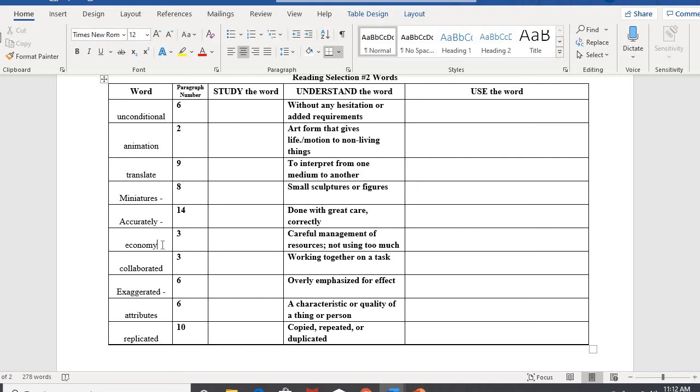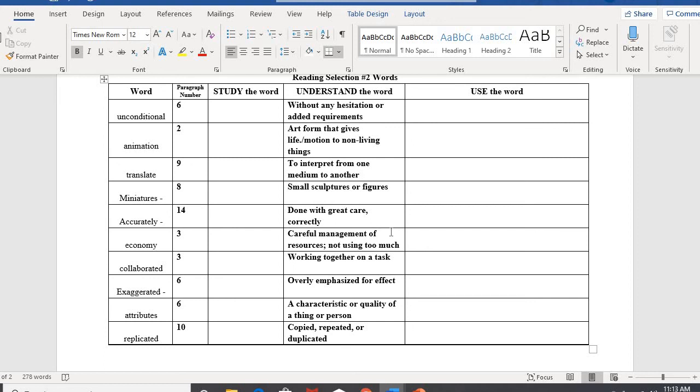Number 4, Julia uses an economy of lines when she draws, but you can still tell what the image represents. So economy in this case means less of something or careful management of. So right now we might be using an economy of money. We're paying attention to it. We're not using too much of something. So economy means to be very careful to not use too much of something.